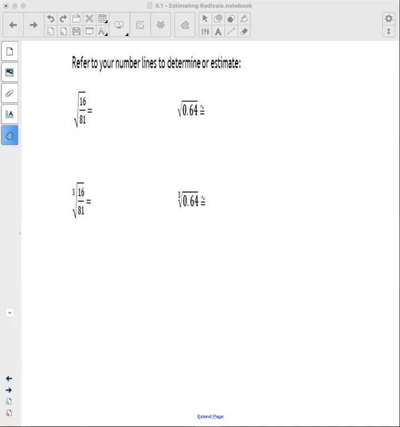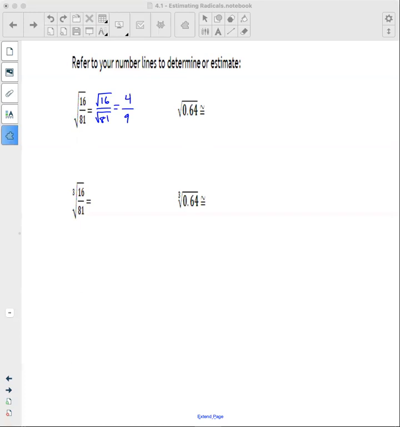Okay. So we'll start with the square root of 16 divided by 81. So break that up into the root 16 divided by root 81. You might not even need to use your number line for this. So square root of 16 is 4. And the square root of 81 is 9. Okay. So there's that. And let's simplify this as much as possible.